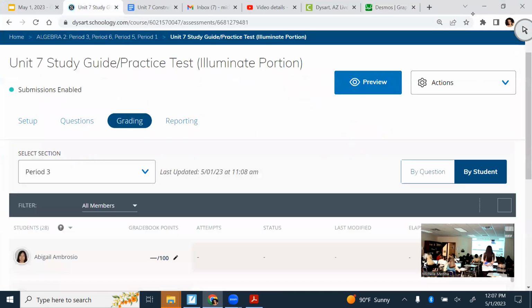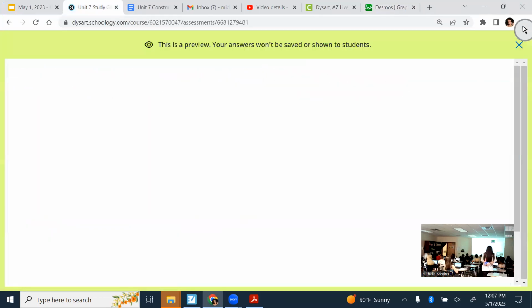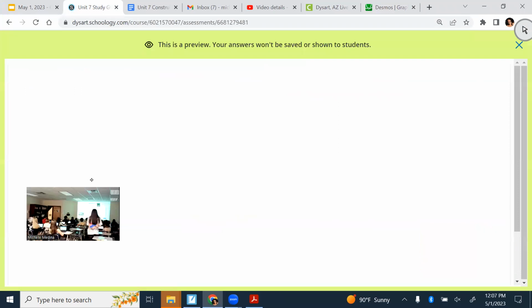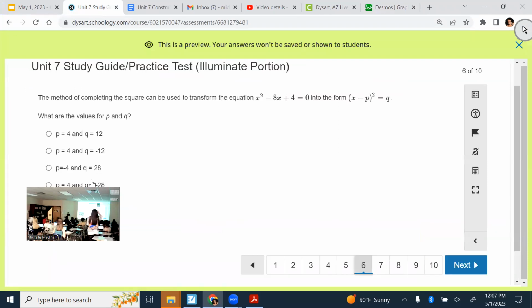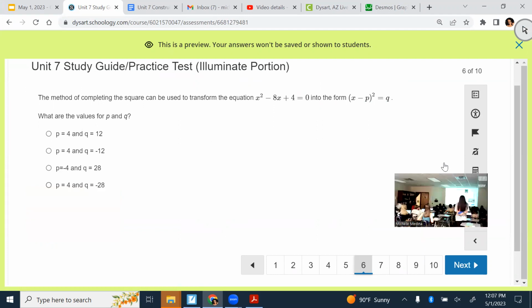So let's see. Okay, so the method of completing the square can be used to transform this into this format. That is why we teach you all the steps of all the different methods, because this looks like one of the steps in completing the square. So you have to solve it by completing the square and then stop when you get to that step to identify what goes in the P and the Q spot.